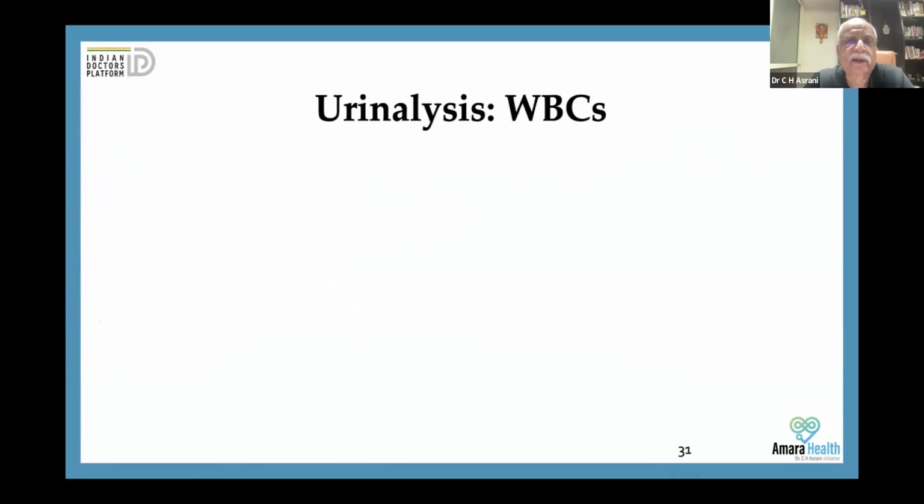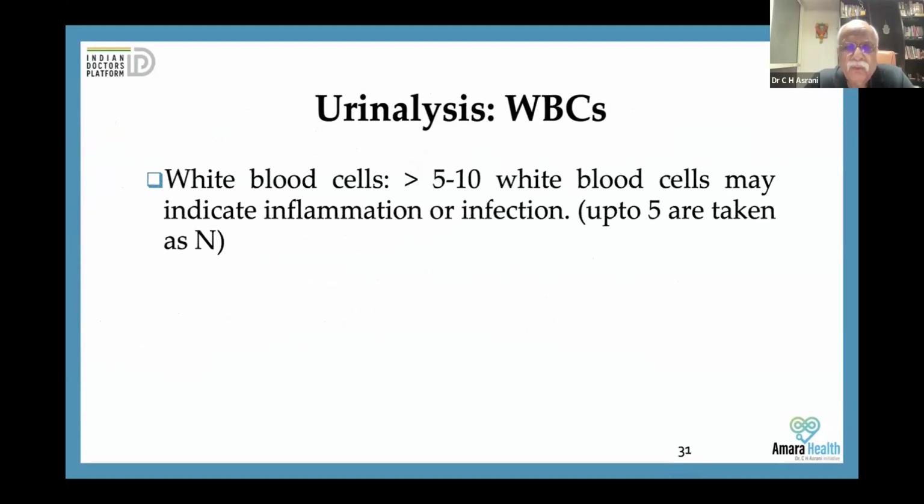WBCs. This is the crux where we see mostly the reports. White blood cells up to 5 are considered normal because of contamination. About 10 may indicate inflammation or infection. Up to 5 are taken as normal.